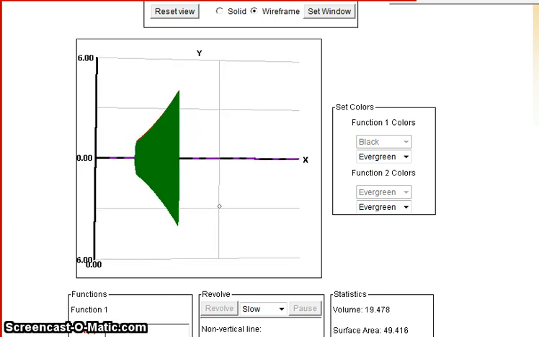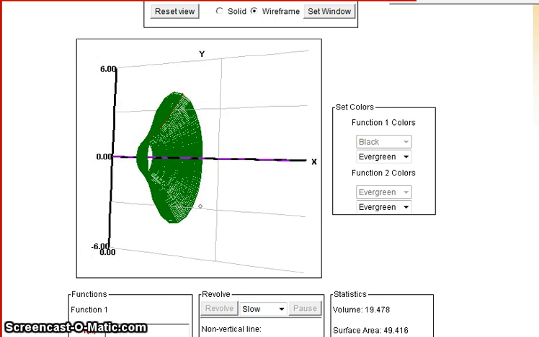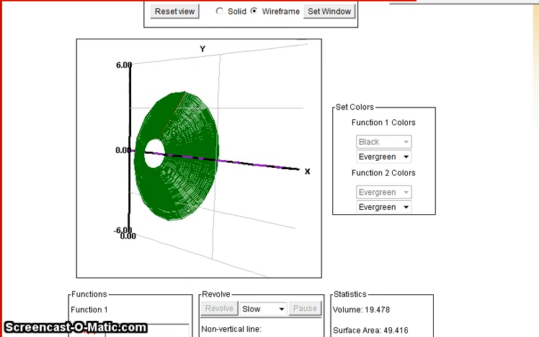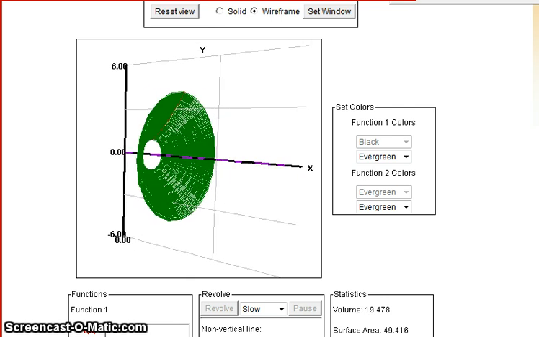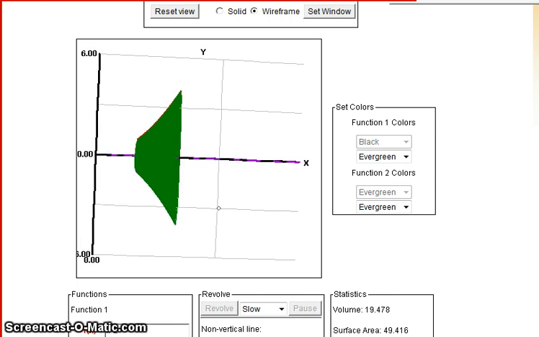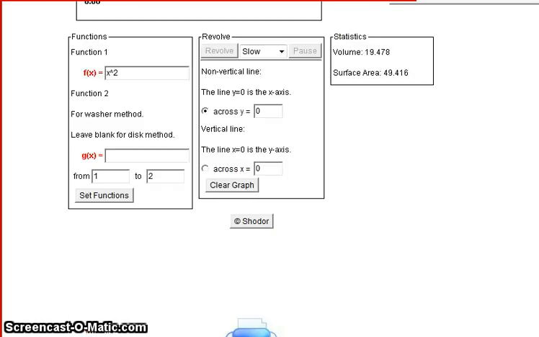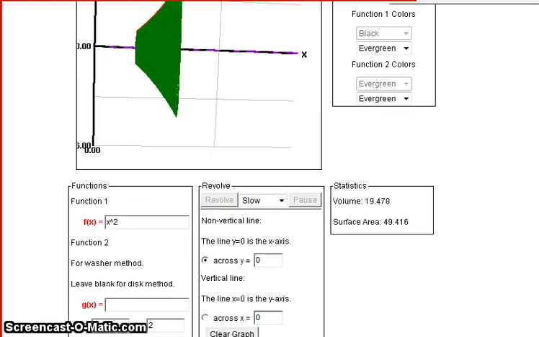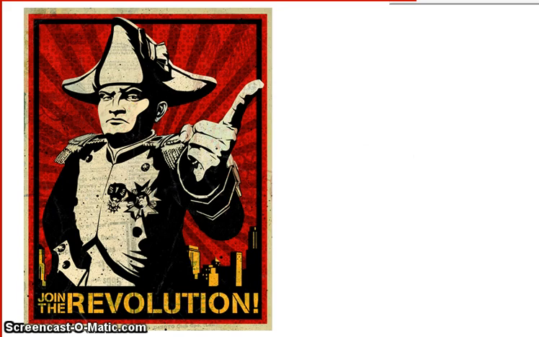Here's a profile view of this thing from the side. So in this picture, the inside of it looks empty, but we're going to imagine that this is a solid figure filled in, and we are going to find the volume of it. So let's do that. There we are. Alright, so let's take a look at this.